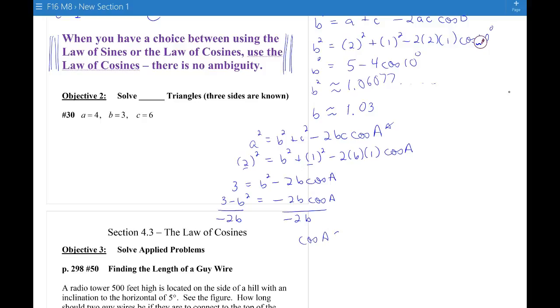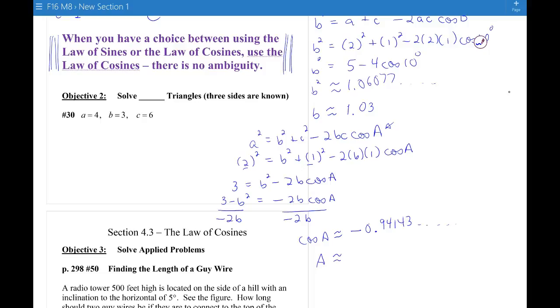So I get that the cosine of A is approximately, so I'm going to square my b and subtract it from 3, then divide by negative 2, and divide by b, and I'm going to get the cosine of A is negative 0.94143 and a bunch more digits. So you can see from this that angle A is bigger than 90 degrees because it has a negative cosine.